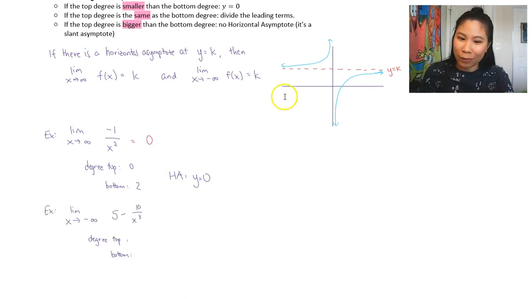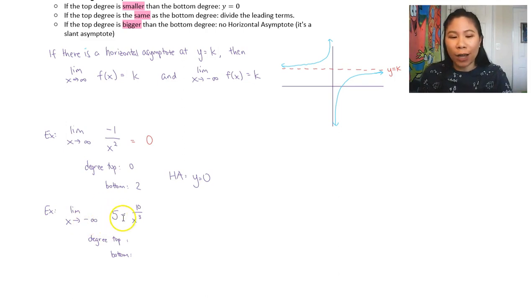For my next example, I have a similar one, except this time I'm looking for a limit as x approaches negative infinity. So this time we're looking at the left side of the graph of the function 5 minus 10 over x cubed. I have two separate things here: the 5, and the -10 over x cubed. I'm just going to focus on the fraction first, because that's where we usually have the horizontal asymptotes.